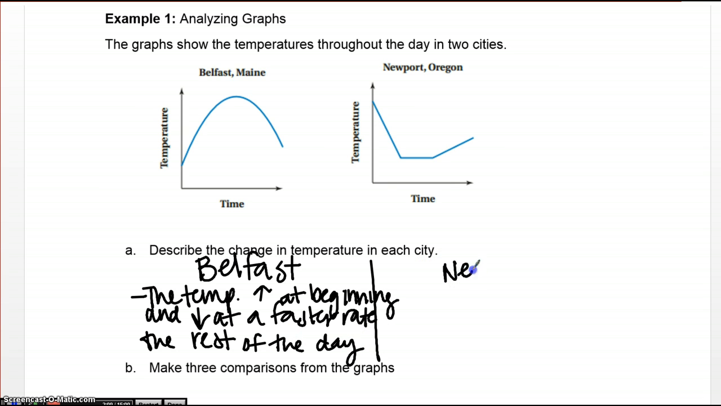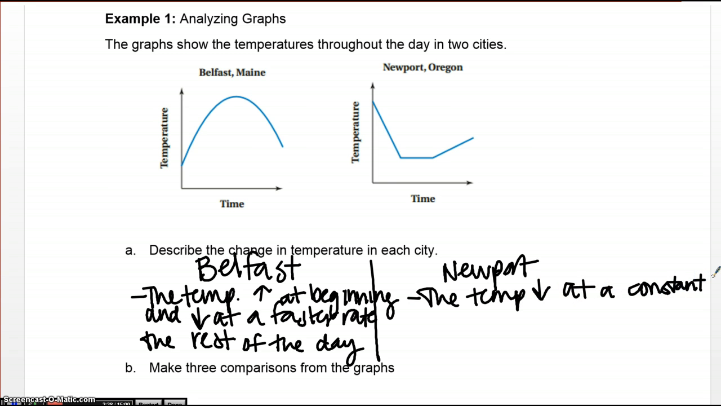In Newport, the temperature starts off pretty warm, and then it decreases at a constant rate. We know it's constant because it's a straight line. And then the temperature stays the same for a while, and then it increases at a constant rate for the rest of the day. So I would say the temperature decreases at a constant rate. I couldn't say that on the first one because those aren't straight lines.